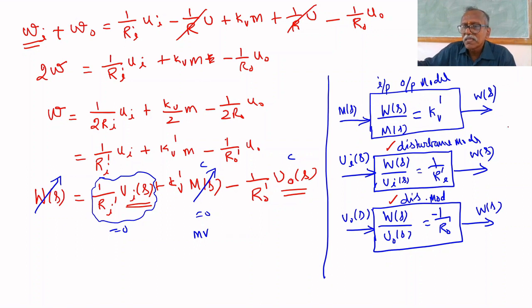But for all the changes, if you want the total change, you can add all these together. That is W of S: for change in valve opening, that is the input-output change, plus disturbance changes, upstream pressure change and downstream pressure change.